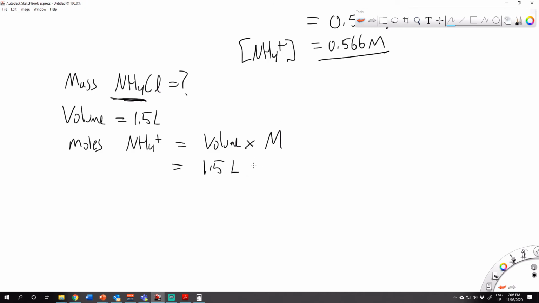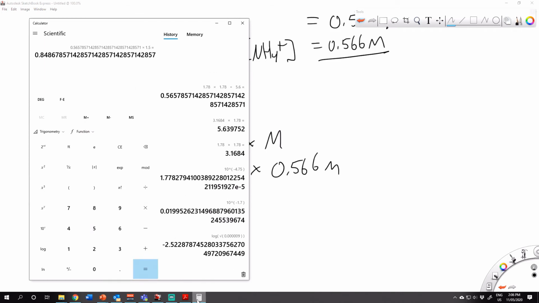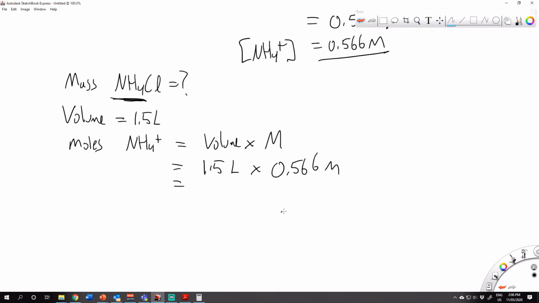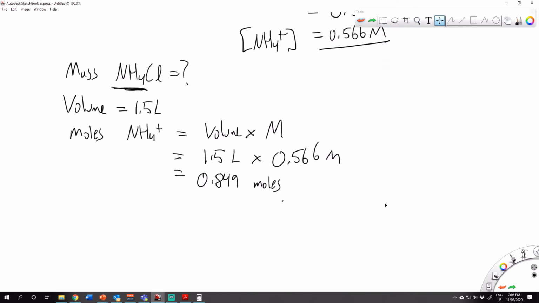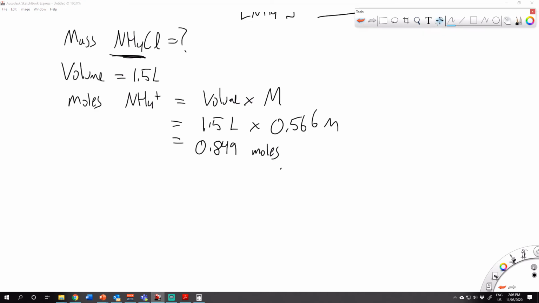The 1.5 liters times the concentration of 0.566 molar equals about 0.849 moles. We'll go with 0.849 moles for now. But wait, we want the mass of NH4Cl, not the mass of NH4+.